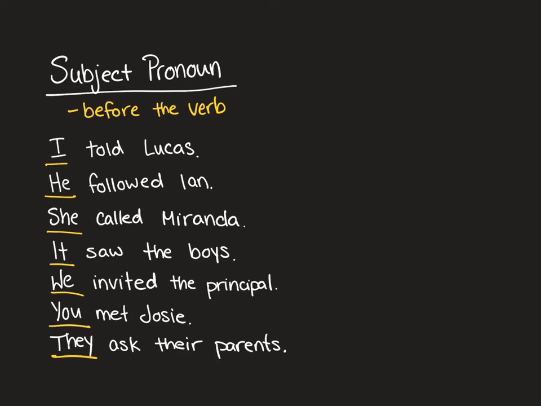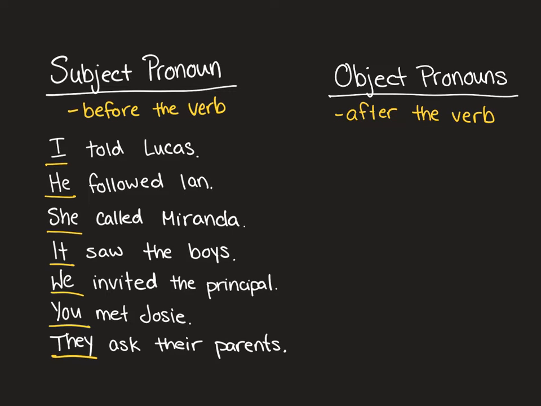So in each of these examples, the word that I've underlined is the subject. It's the pronoun that comes before the verb in the sentence. As we learned in one of our last lessons, objects come after the verb. So we have direct objects and indirect objects. The verb is done to the object. When we reverse these sentences, putting them in the opposite order, the pronoun will need to change.